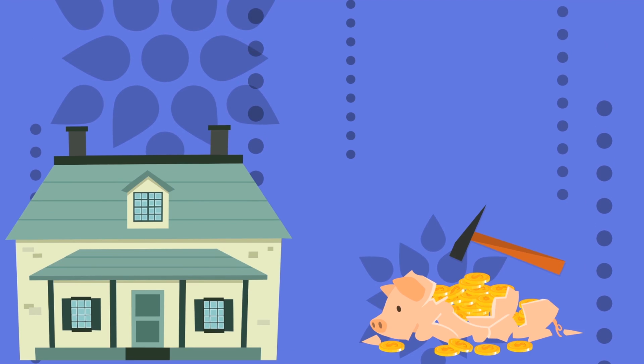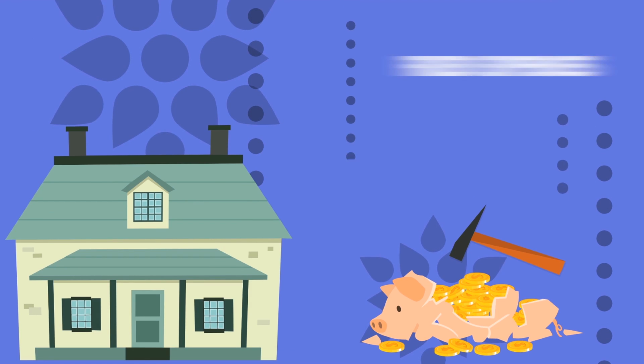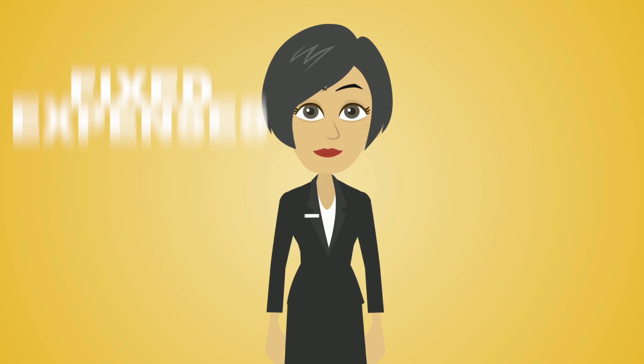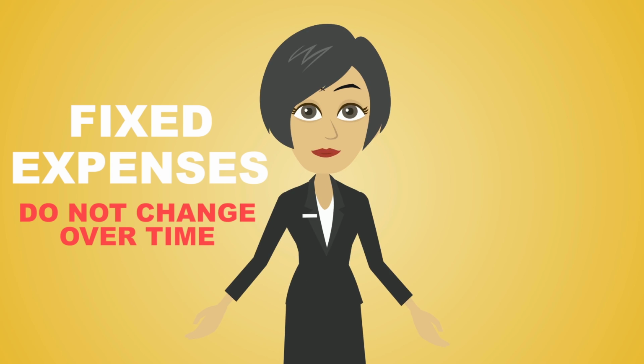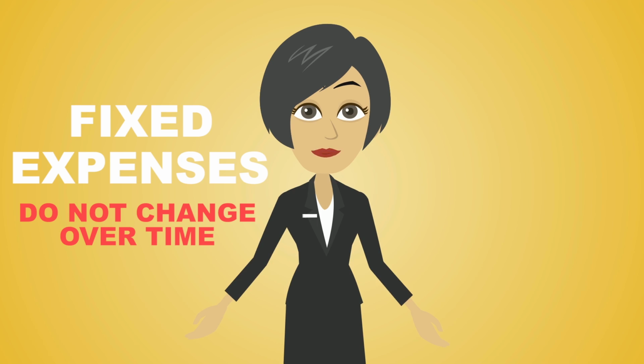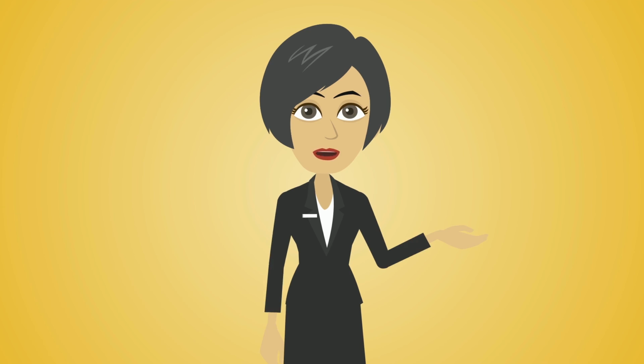There are three categories of expenses: fixed, savings, and variable expenses. Fixed expenses do not change over time, and thus are independent of your income change. They might change slightly, but you know that they are due on a regular basis. The following are fixed expenses in a household.